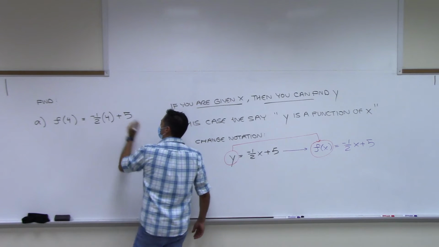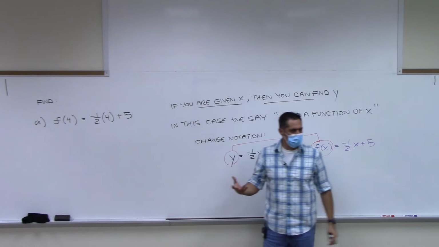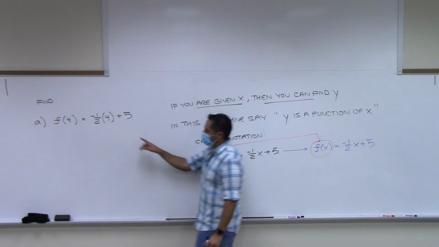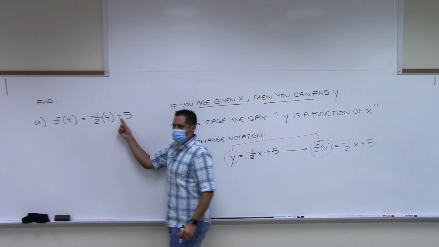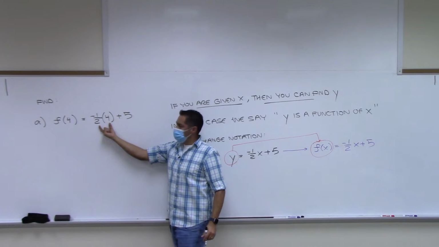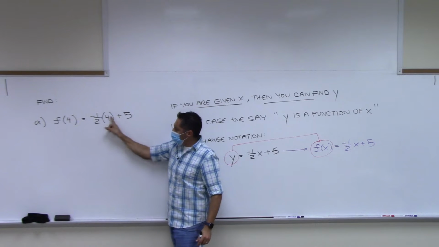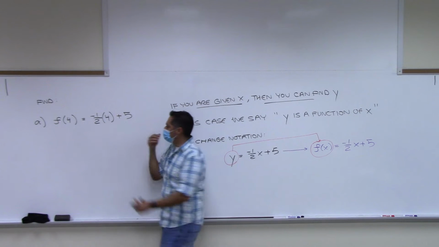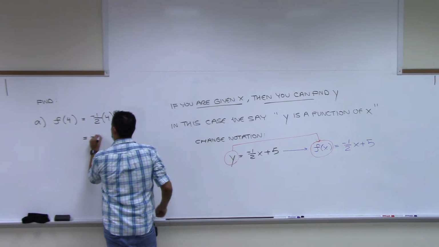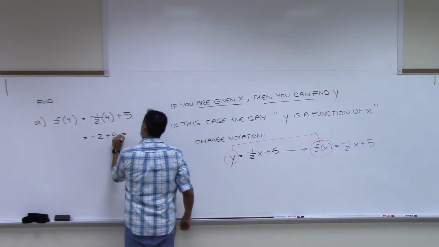And then now you just have to do your correct order of operations, right? And this right here, the negative 1/2 and the 4, this is multiplication. That's addition, so you're going to do these two together first. If you take half of 4, you get 2, but then there's a negative, right? So you'll get negative 2, and then you add the 5, and you should get 3.